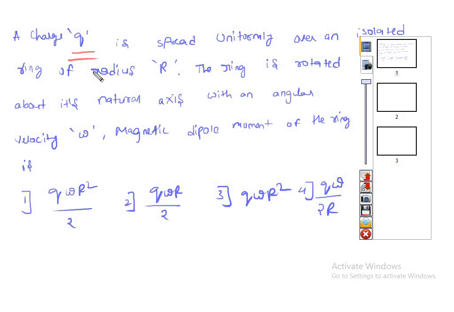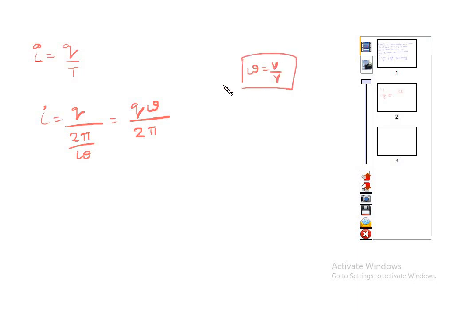Charge q, ring of radius r, rotated about an axis with angular velocity omega. He is asking you to find the magnetic dipole moment of a ring, right? So just now we have discussed current is equal to charge per unit time, right? And current is equal to q by 2 pi by omega, so it is equal to q omega by 2 pi. Omega is equal to v by r, so like that also you can write it. That is what the previous condition we have used.